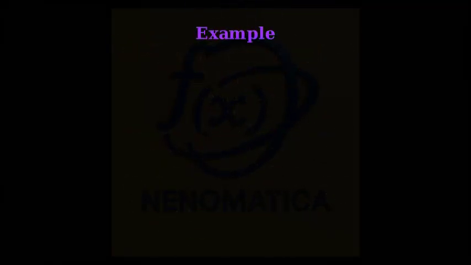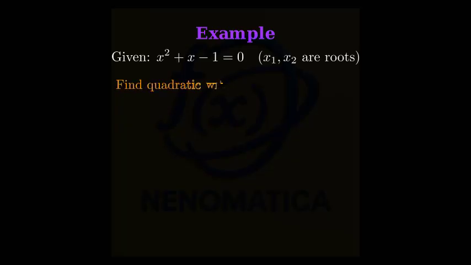In this example, we will form a new quadratic equation from a given one by transforming its roots. We are given the quadratic x² + x − 1 = 0, with roots x₁ and x₂. Our goal is to build the quadratic whose roots are 1/(x₁ + 1) and 1/(x₂ + 1). Here is the key idea.